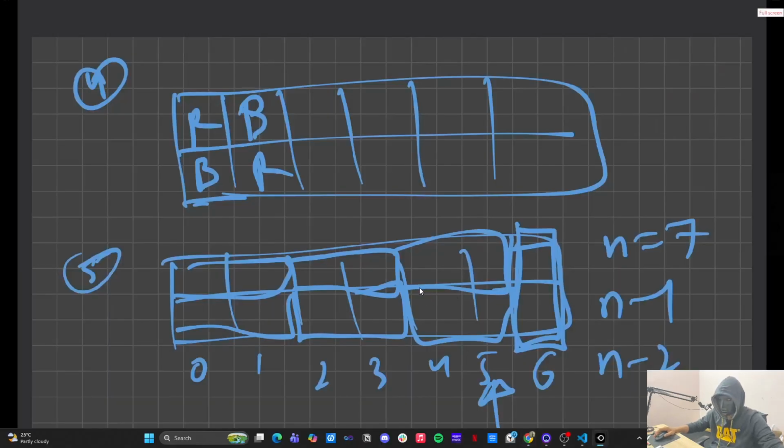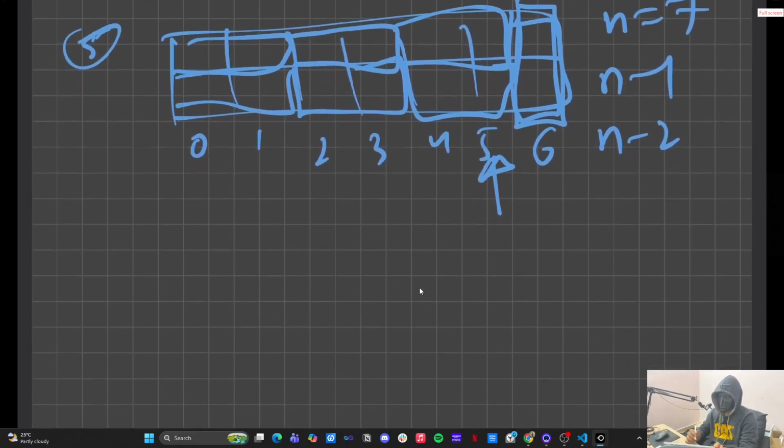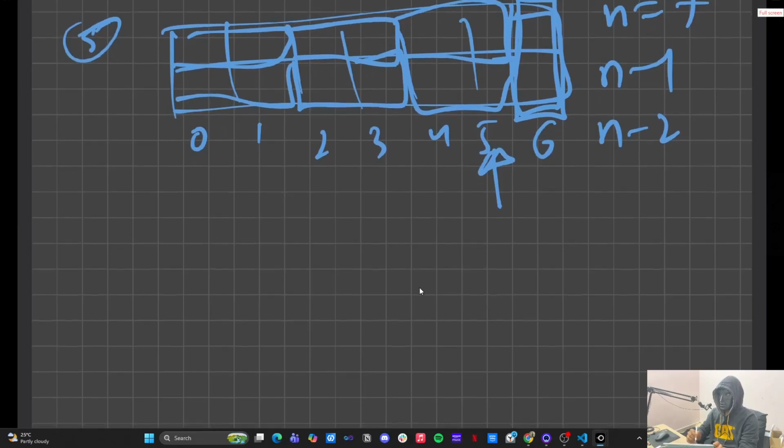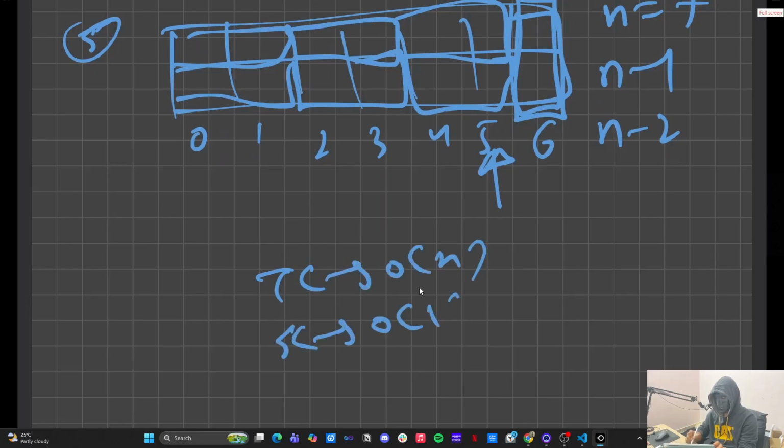It's a bit of a mathematical problem. If you try to analyze the time complexity here, you're using just a loop, so your time complexity is O(n), which is linear, and space complexity is O(1), which is constant.